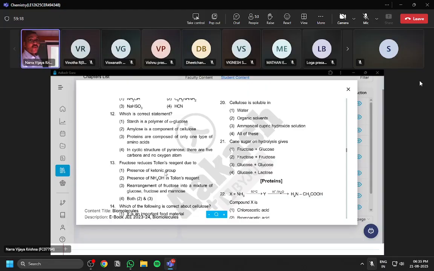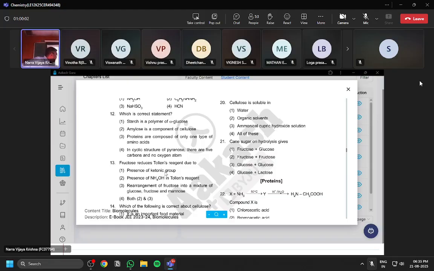What about the first option? Starch is a polymer of alpha glucose units. Correct. Amylose is a component of cellulose. No, it is a component of starch. Proteins are composed of many amino acids in different sequences. They are saying only one type of amino acid. Proteins have many types. The 20 amino acids can be arranged in different ways. All are alpha only, but 20 types of alpha amino acids are there, not only one type. Understood or not?